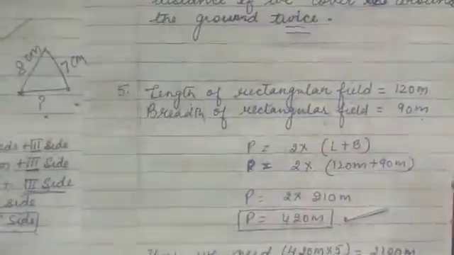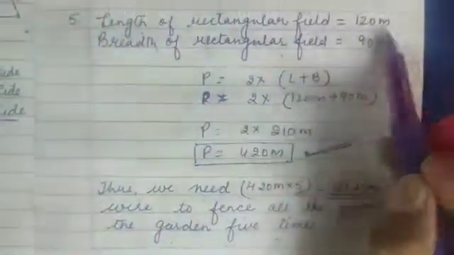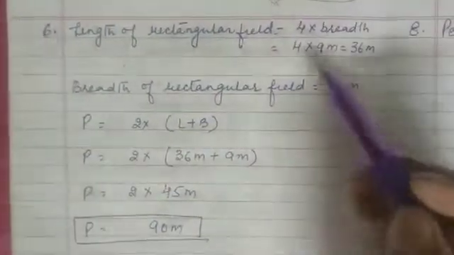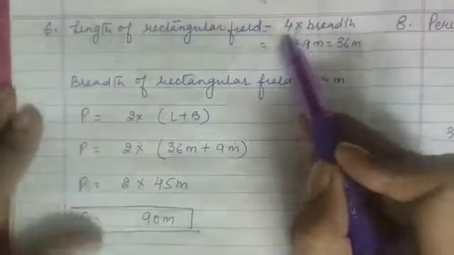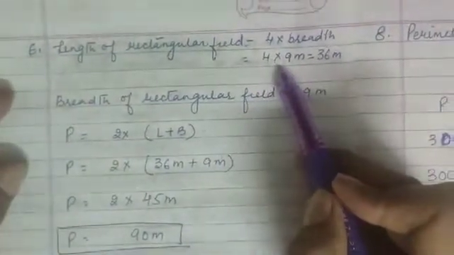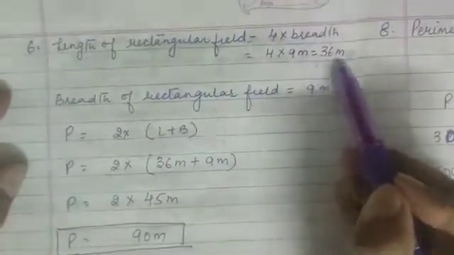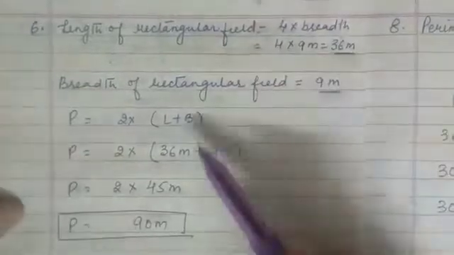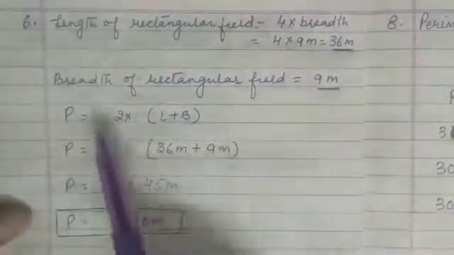So now what we will do? Length of a rectangular field. The length is 4 times of breadth. So 4 multiplied by breadth. Breadth is given 9 meter, multiply by 9, 36 meter. So the length is 36 meter and breadth is 9 meter. Now apply the formula to find out the perimeter.